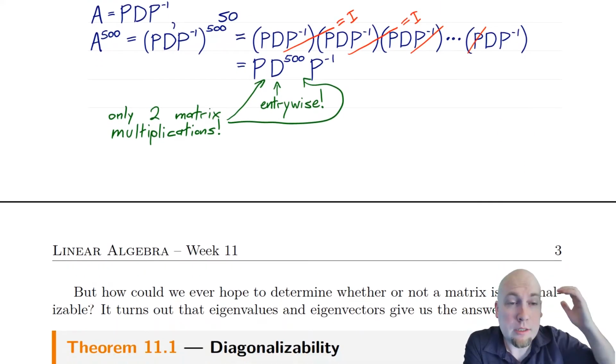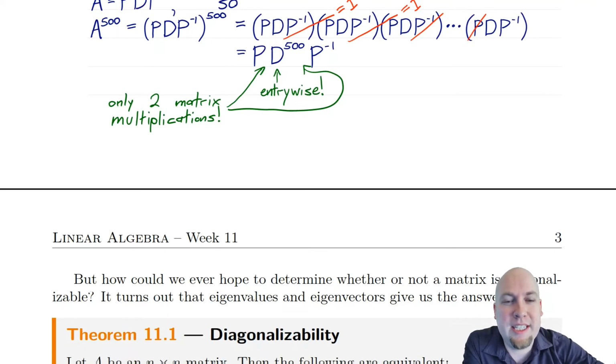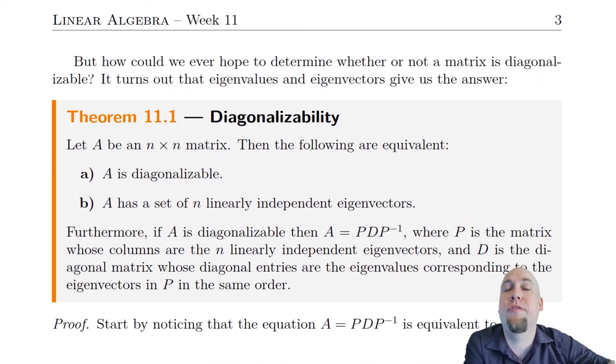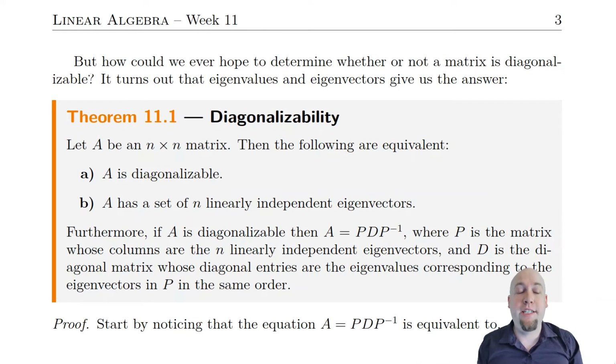So great. Hopefully we believe that diagonalization could conceivably be useful. How do we actually do it though? How do we determine whether or not a matrix is diagonalizable? And if it is diagonalizable, how do we actually find that diagonalization? All right, so we're going to start off with a big beast of a theorem that answers both of these questions.